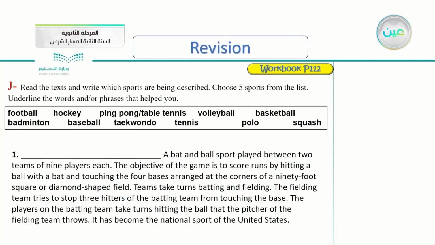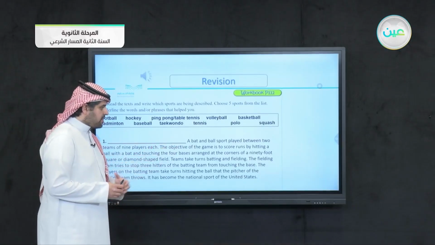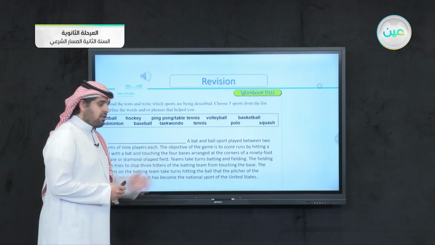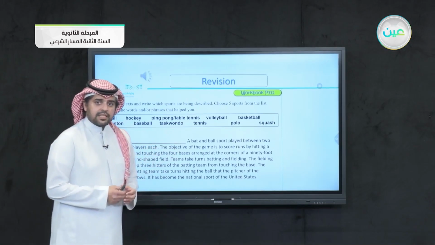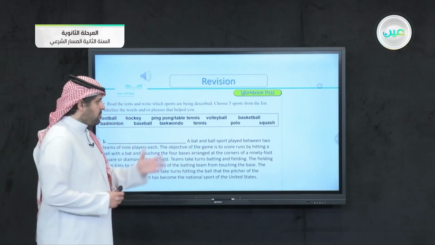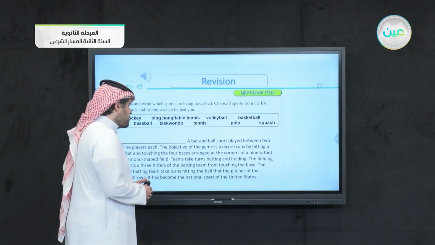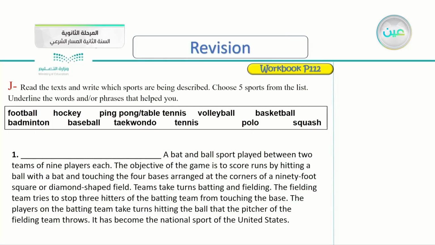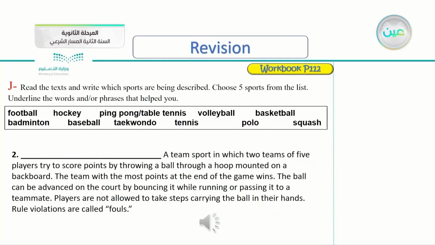So I think just from the first 2 or 3 words here, a bat and a ball, which sports use a bat, a stick, let's say, a bat and a ball. So it says here a bat and ball sport played between 2 teams of 9 players each. So the first one is what? Let's see the answer here together. It's baseball. As I said from the beginning, when it says a bat and a ball, I think it became very obvious. Number 2 here.